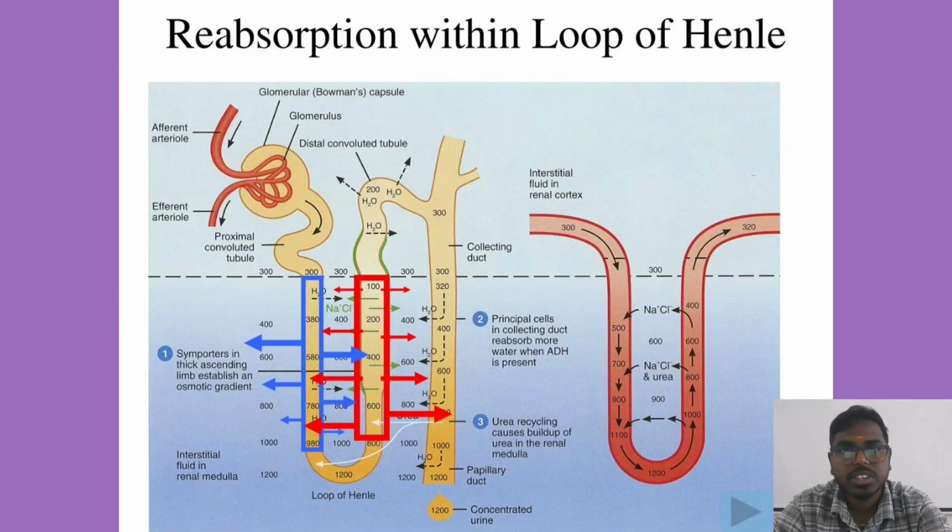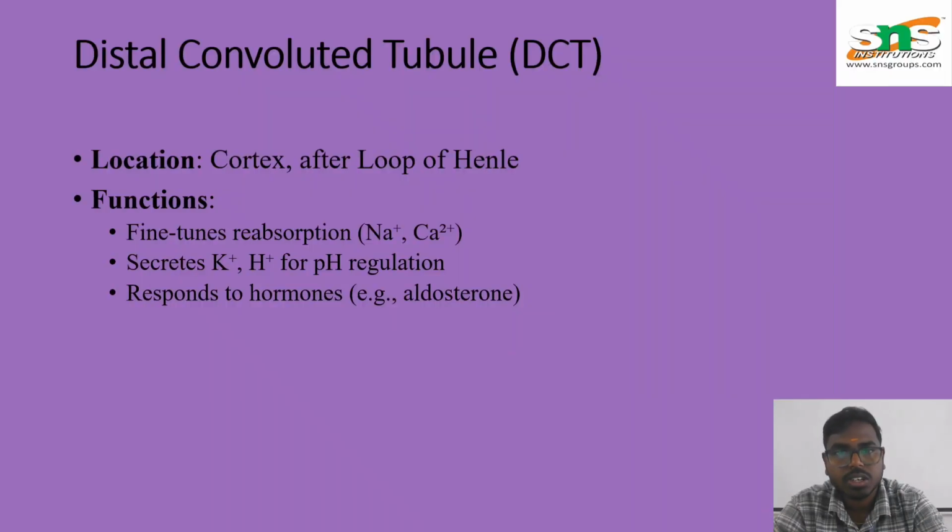Here in the picture of reabsorption in the loop of Henle, this picture shows how the loop of Henle reabsorbs the water, ions and minerals from the waste products. Here it shows the osmotic gradient which helps in the reabsorption of water.